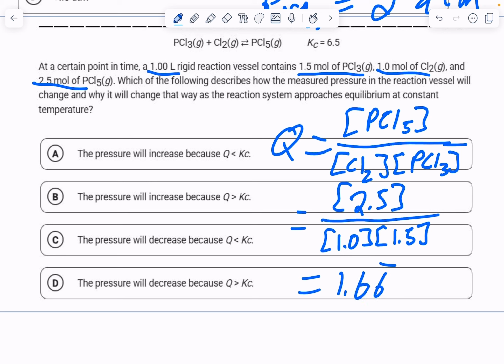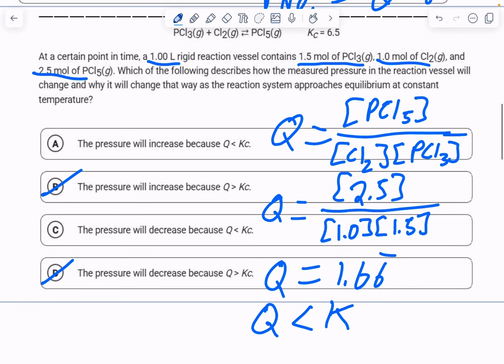Definitely comparing my Q versus my K, Q is less than K. So right off the bat, I can say D is wrong, and I can say B is wrong. Just doing that part alone, I've narrowed it down to 2 answers, which is really nice in multiple choice. And on the AP test, if you're running out of time, if you can narrow it down to 2, now we're down to a 50-50, and that's always really nice. The next part we can start to reason with.